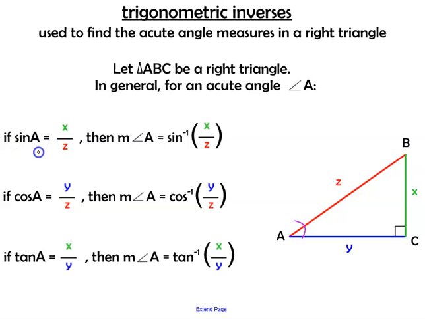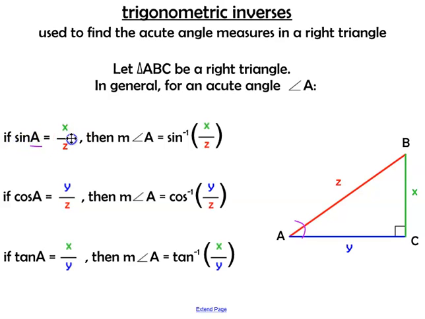So the sine of angle A is equal to the opposite side, x, over the hypotenuse, c. But if you're trying to look for the measure of angle A, then to solve for it, we need to get rid of this sine. And remember, this is not sine multiplied by A. This is the sine of angle A. It's a different operation in and of itself.